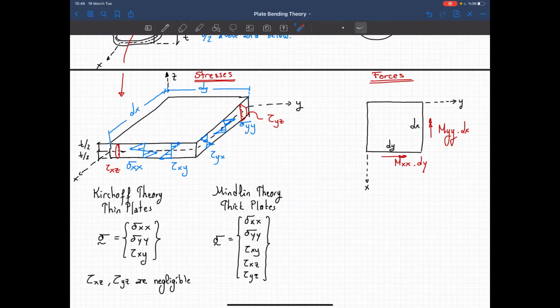Now we have the moment due to the shear stresses, that's also called the torsional moment, and I'm showing it this way. This is mxy multiplied by dy, and I have myx multiplied by dx.